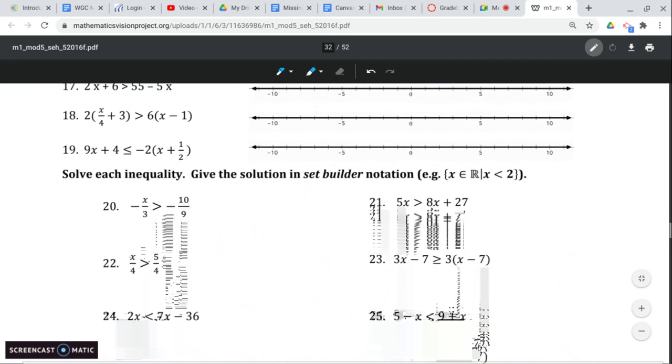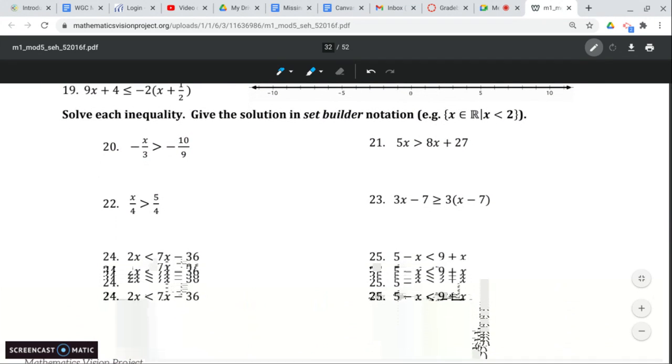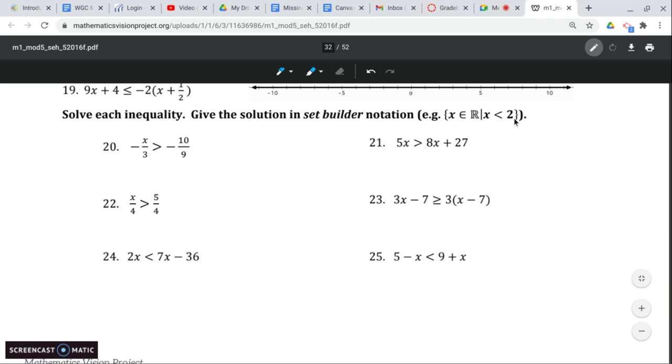All right, the next section, so same sort of idea. We're still solving inequalities, but now we're going to put the solution in set builder notation. So x is an element of the real number system when x is less than 2. So that's what we're looking at. That's an example that would go with what we just had for 16.